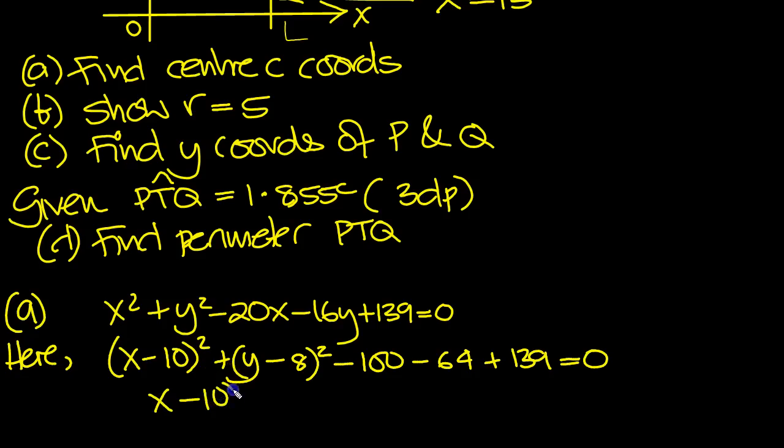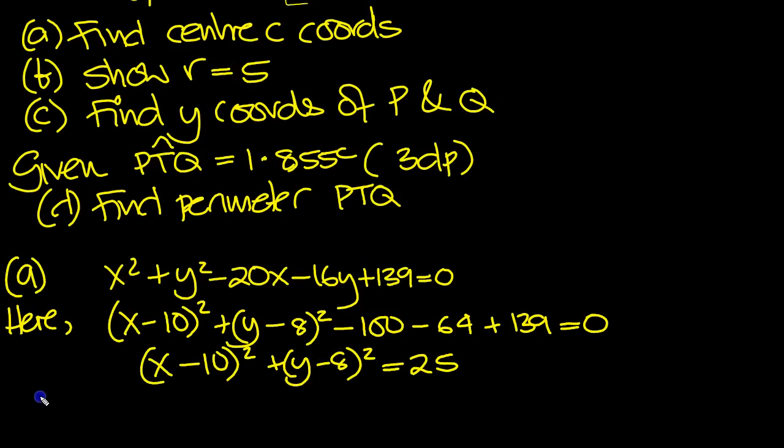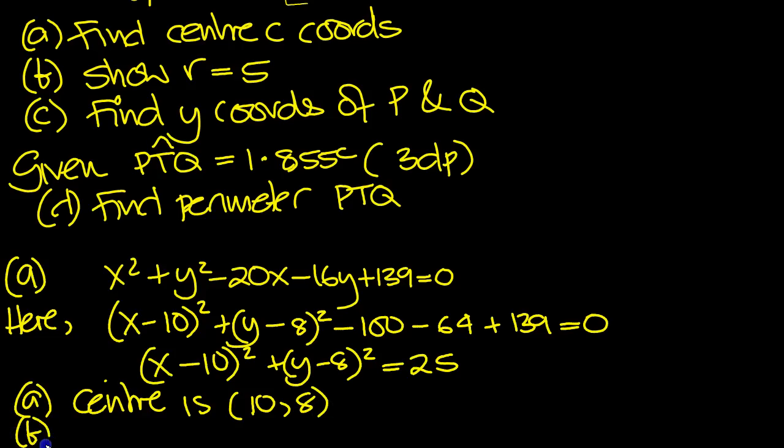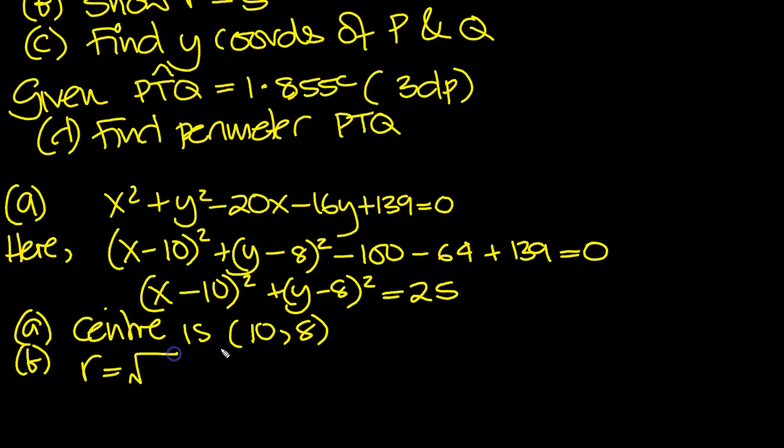So we get x minus 10 squared plus y minus 8 squared is equal to 139 take 164, which is minus 25. Tap it in a calculator if you need to. Move that over to plus 25 then. So now we can see that the center is none other than 10 and 8. So part A, center is 10, 8. Part B, find the radius. R is equal to the square root of this value here, 25, which equals 5.